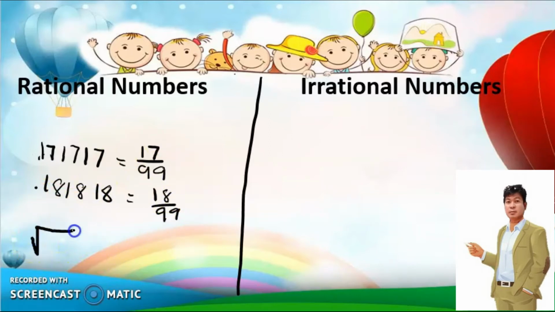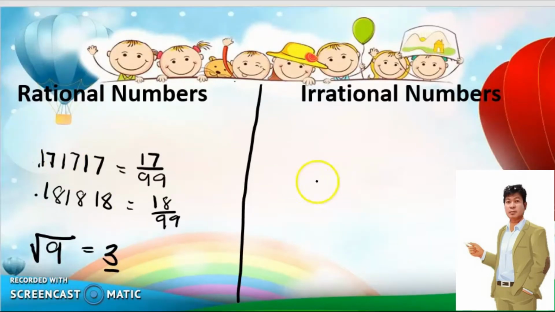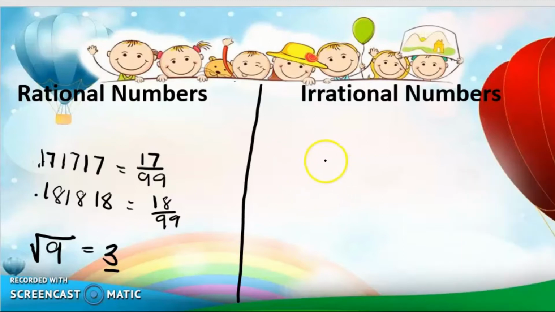Okay, how about the square root? Let's say square root of 9. Square root of 9 is equivalent to, okay, that is 3, which is a whole number. So a whole number is a rational number. Okay. So how about irrational numbers? When it comes to irrational numbers, these are numbers that have no equivalent fractions.